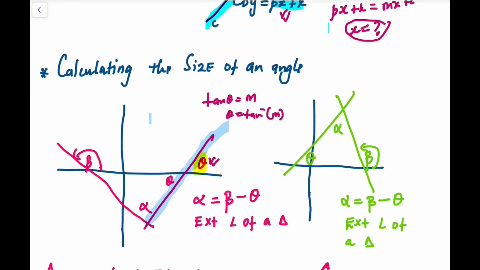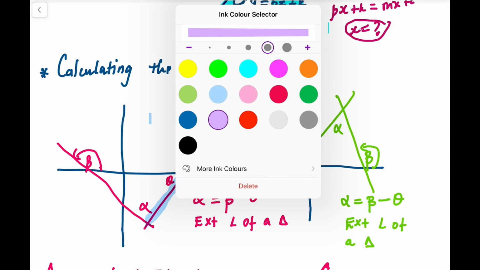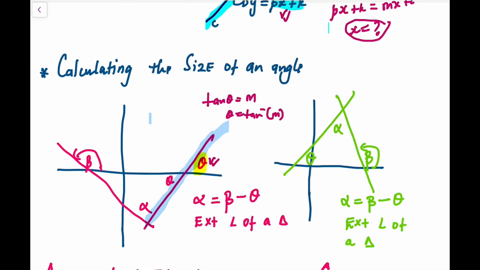To find this angle beta here, you will notice that angle beta is the angle of inclination of a line that has a negative gradient. So this line here is negative. To find angle beta, tan beta is equal to the gradient, and beta will be arctan of that negative gradient, and then you just add 180, because if the slope is negative, you must add 180, and then beta will be an angle that is bigger than 90.